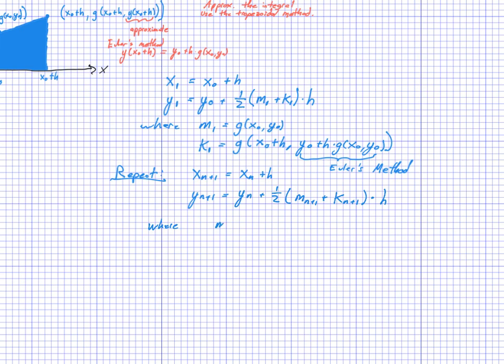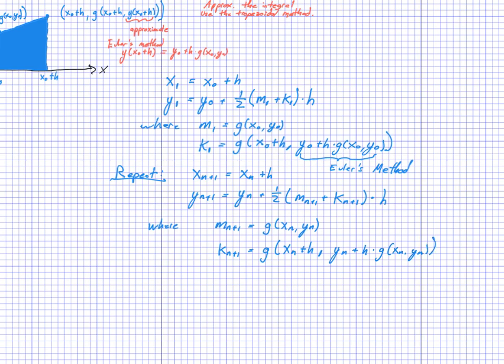you're going to have m sub n plus 1 equal to just g of xn comma yn, the previous value, and my k sub n plus 1 is equal to g of x sub n plus h, which is really, we've already actually done that calculation, that's actually right here, so you can use that value when you program it, comma, y sub n plus h times g of x sub n comma y sub n.